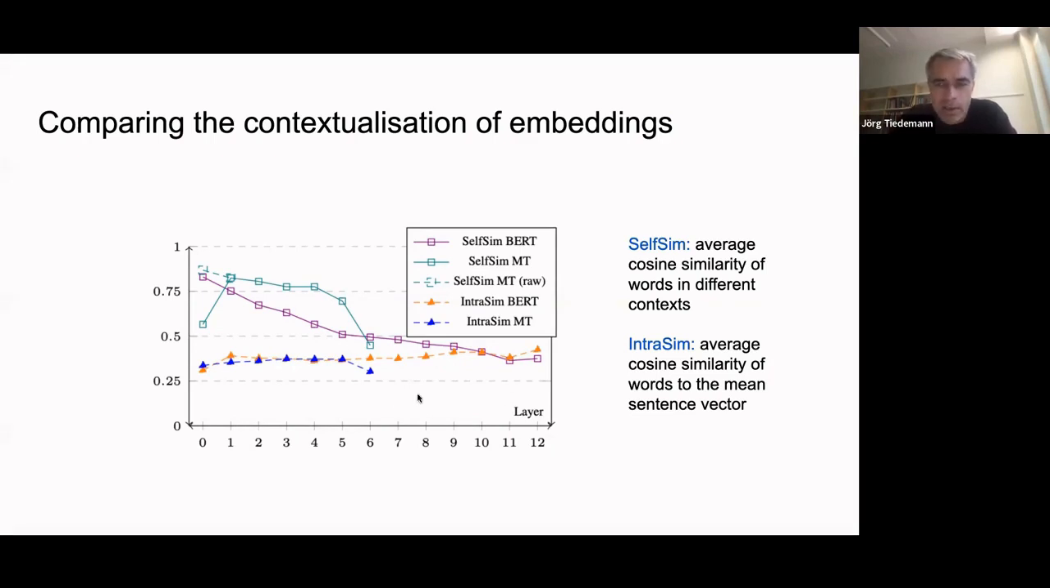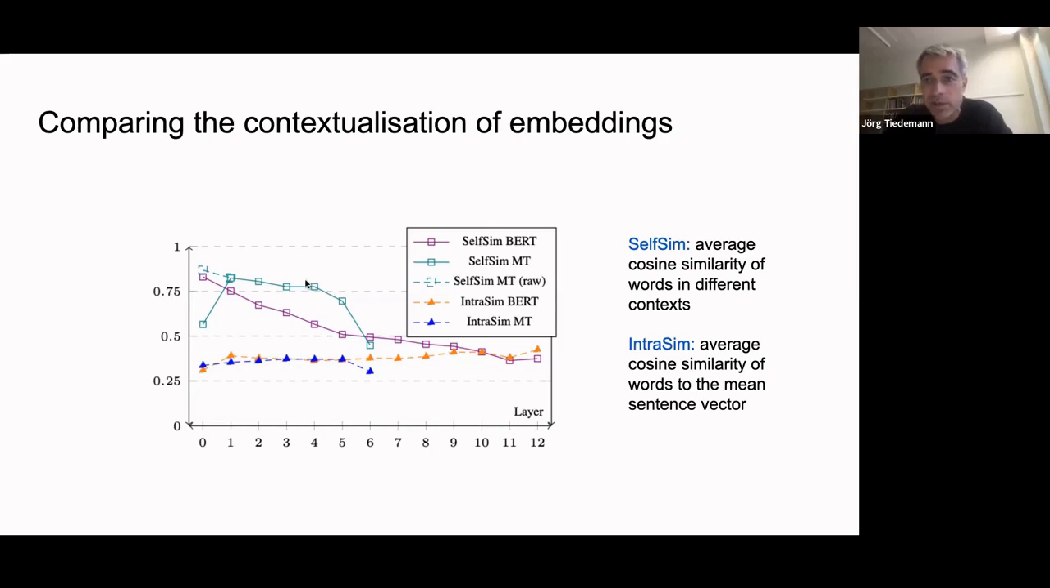The interesting thing here might be that it seems like machine translation models stay closer to a very lexicalized representation in the beginning layers, and it only drops very dramatically at the end.